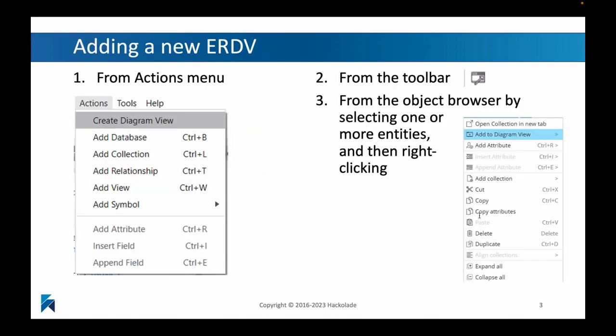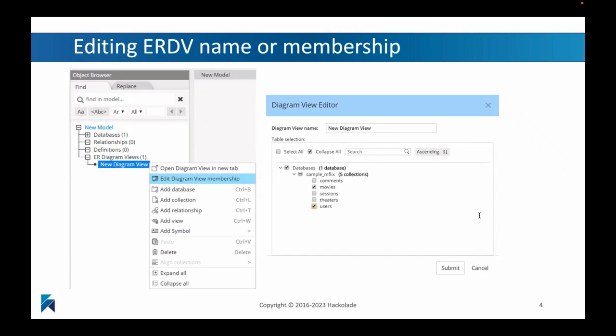You can create an ERDV from the Actions menu, from the toolbar, or from the Object Browser, but I'll show you this in a couple of seconds. And of course, you can always edit this, so you can always edit which parts of your main ER diagram are part of specific domain-specific ERD views. So let's dive right in, and I'll show you what this looks like.